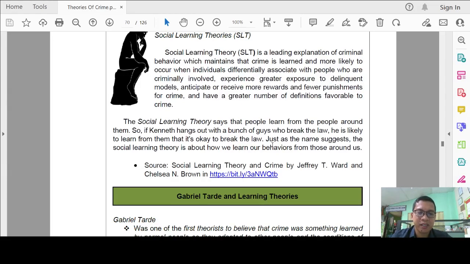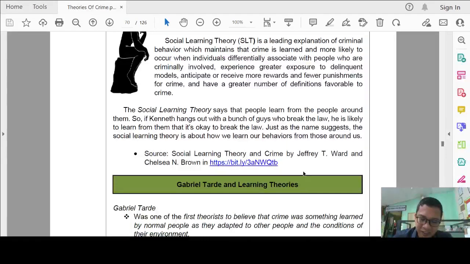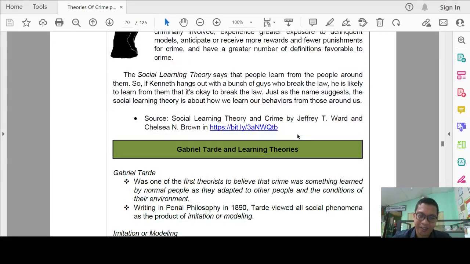just as the name suggests. The social learning theory is about how we learn our behaviors from those around us. So, the good example of this is the saying that goes, birds with same feathers flock together. So, parang ganun din yun. Social learning theory. You can learn something from those who you associate. Okay? I know you already understand this because of the saying, birds with same feathers flock together. That is social learning theory.